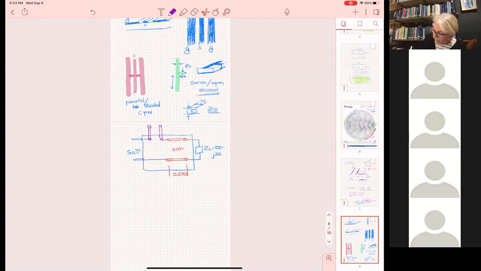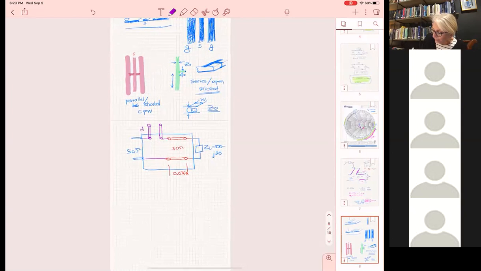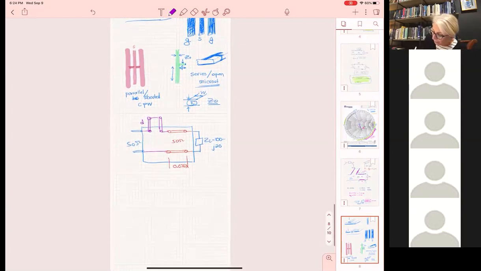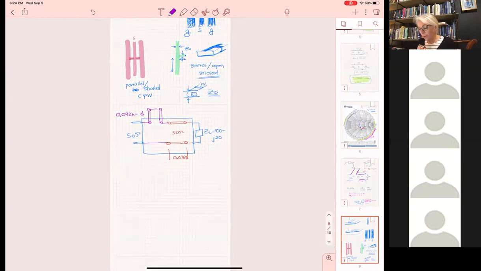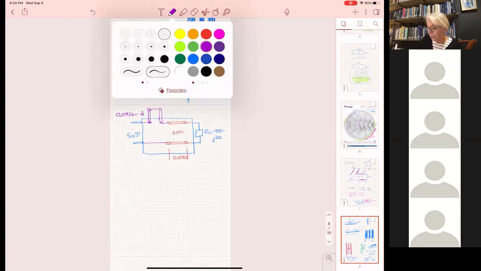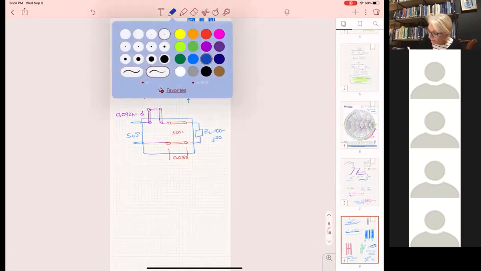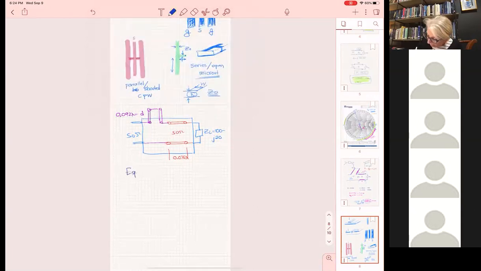And they found the length here. And we said, let's assume it's short, to make the length d to be 0.092, I think, lambda, or something like that. Now, you want to find the equivalent circuit for that. So somebody's asking you about your equivalent circuit.